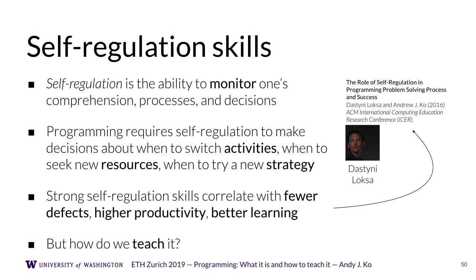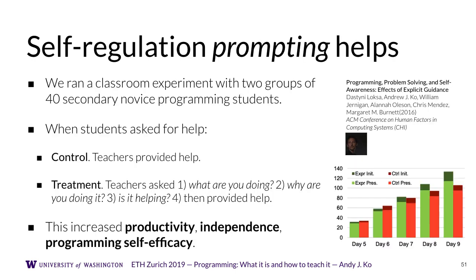So one of the first things that Dostanai did was try an intervention to teach those skills. We ran a classroom experiment with 2 groups of 40 secondary school novice programming students. As they were learning and working on their projects over the course of a 2-week class, when they asked for help, we did one of 2 things. In the control group, the teachers just provided help, like any teaching assistant might in a classroom.